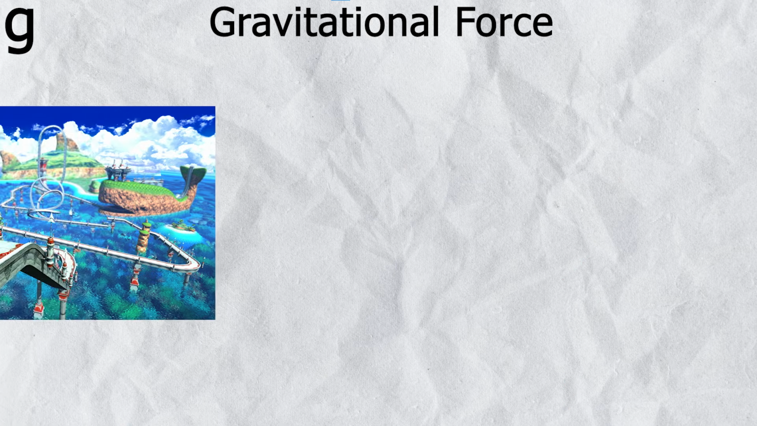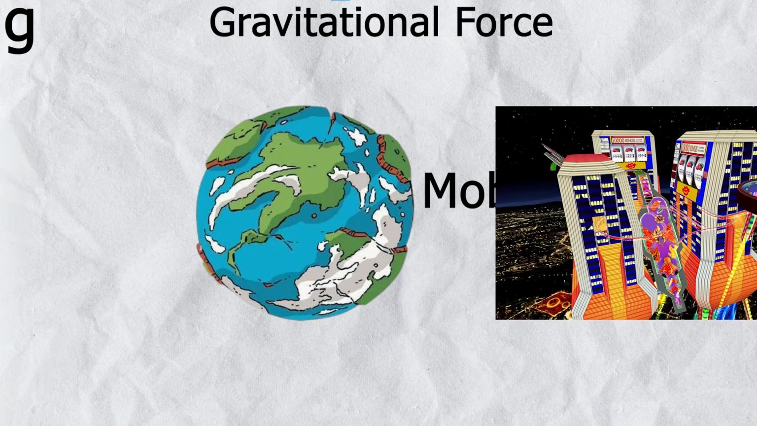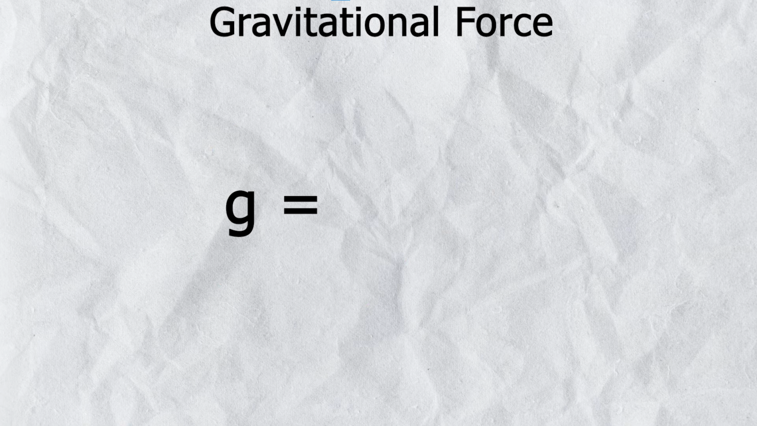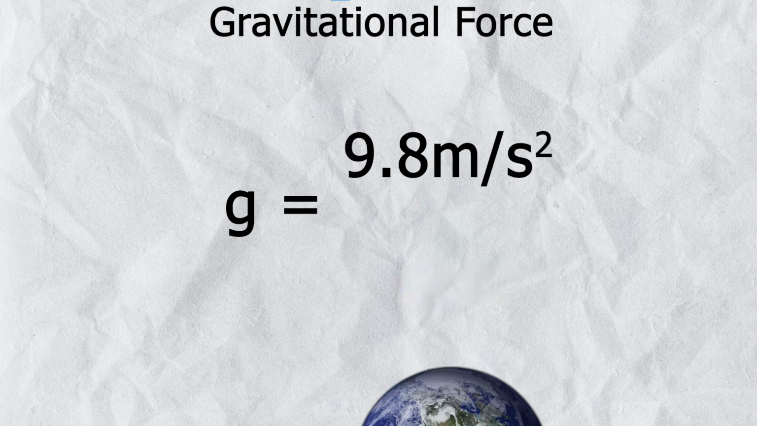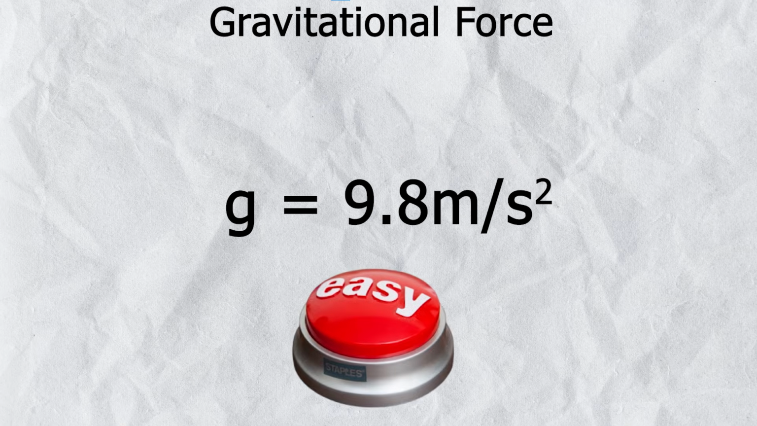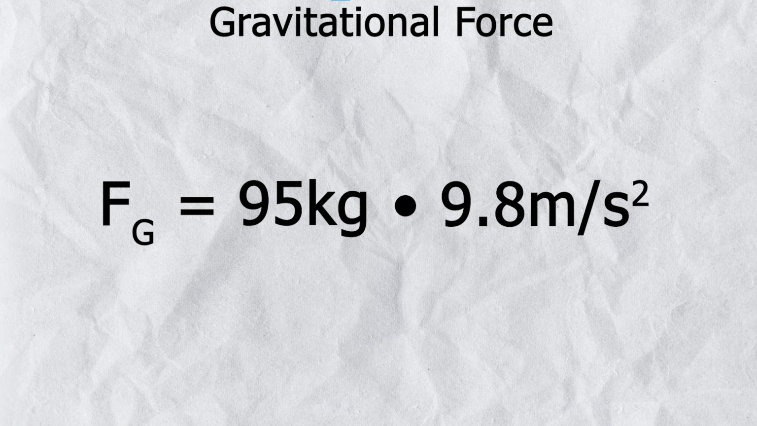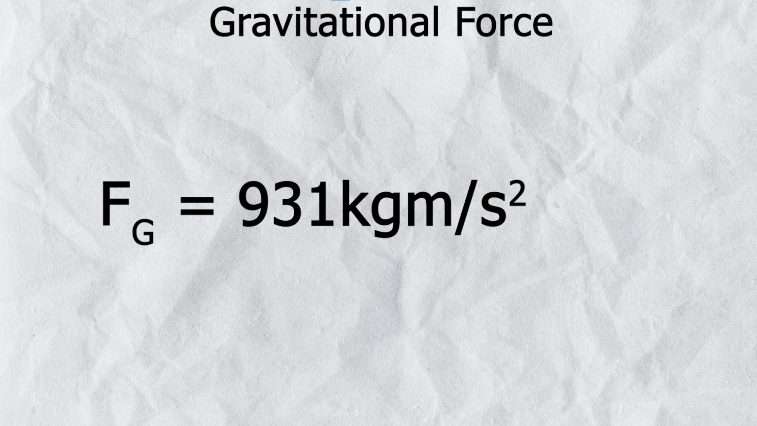The various stages in Sonic Heroes are set on Mobius. This is often referred to as Earth, so the acceleration due to gravity would be the same as on Earth, 9.8 meters per second squared. Simple. Now that we know everyone's total mass and the gravitational acceleration, we can solve for the gravitational force, which gets us 931 kilogram meters per second squared.